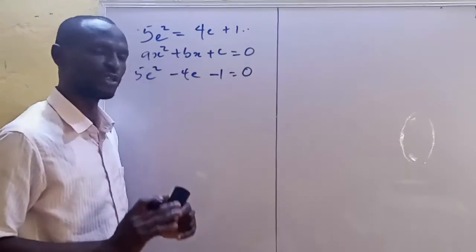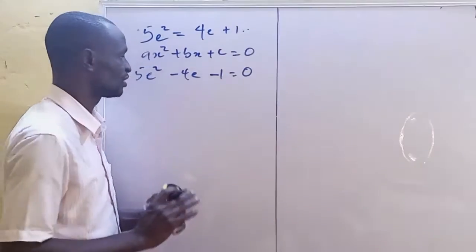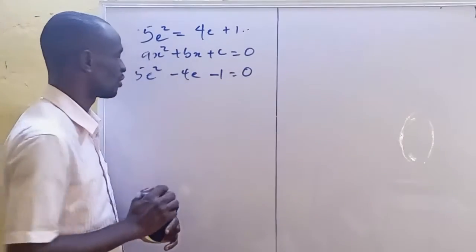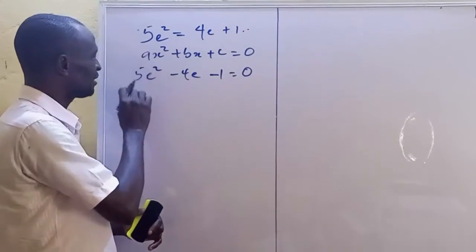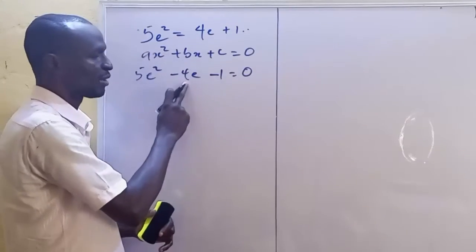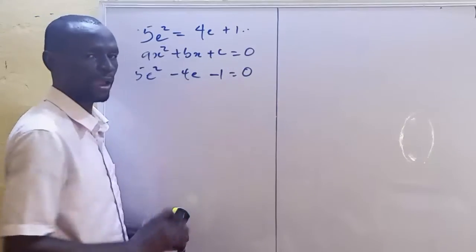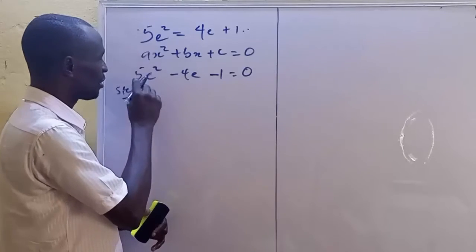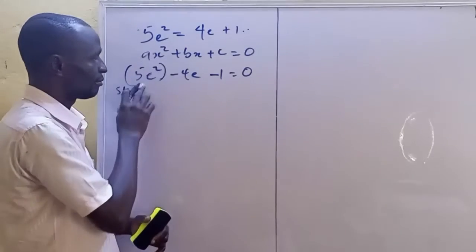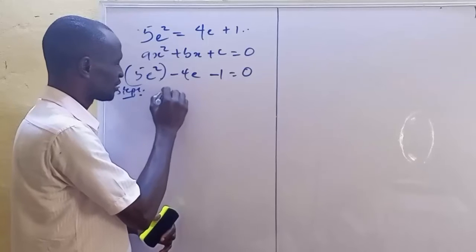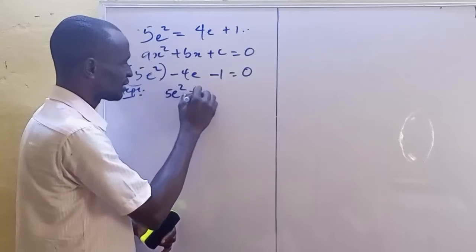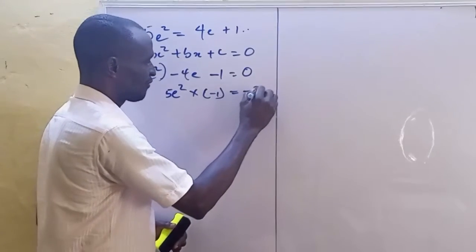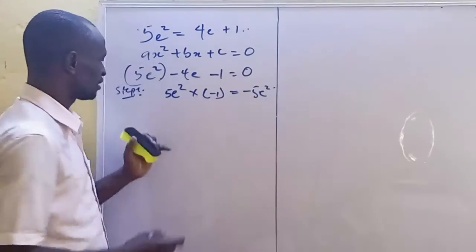Now, I'm going to use the factorization method to solve this question. 5e squared minus 4e minus 1. Here, my a is 5, my b is minus 4, and my c is minus 1. Step 1: I'll multiply my a and my c. That brings me to 5e squared times minus 1. That's minus 5e squared.